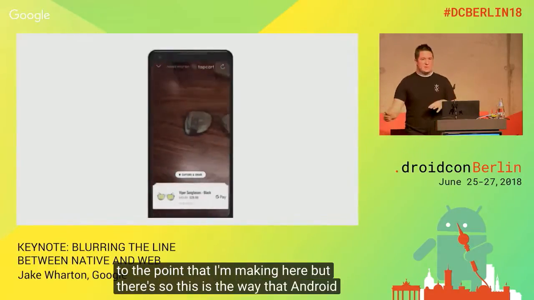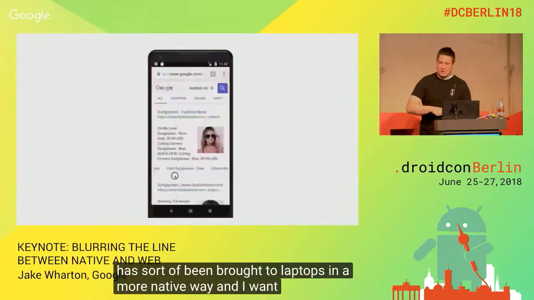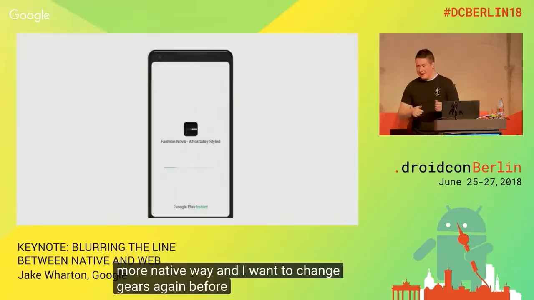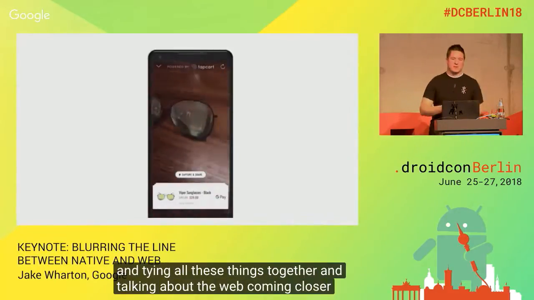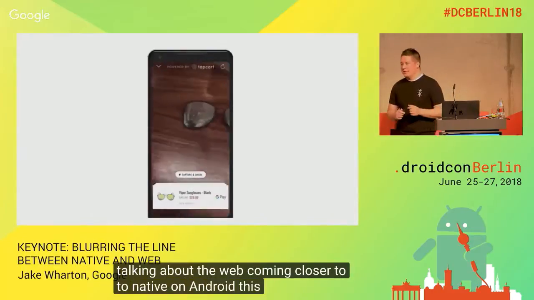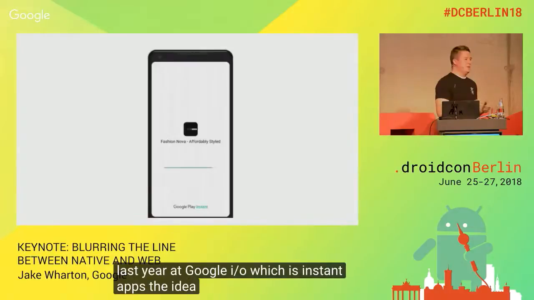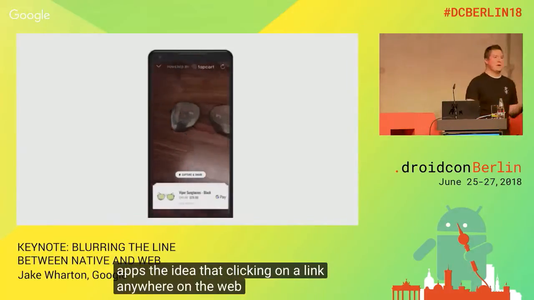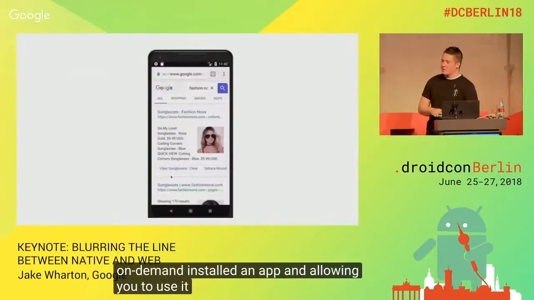So this is the way that Android has sort of been brought to laptops in a more native way. And I want to change gears again, before circling back and tying all these things together, and talk about the web coming closer to native on Android. This was announced last year at Google I/O, which is Instant Apps: the idea that clicking on a link anywhere on the web can trigger an on-demand install of an app, allowing you to use it right away.